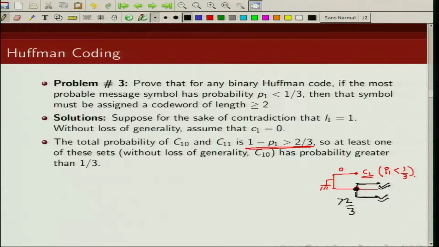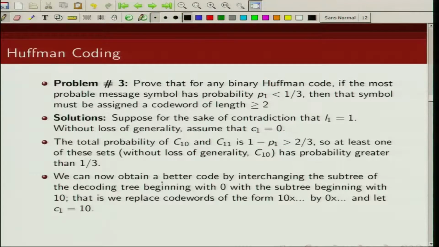If this particular node has probability greater than 2/3, then at least, I am calling this C10 and calling it C11, at least one of them, either C10 or C11, has probability greater than 1/3. Correct? Now if that is true, then we can obtain a better code by interchanging the subtree of the decoding tree beginning with 0 with a subtree beginning with 10.